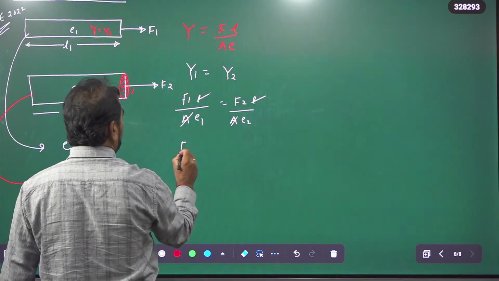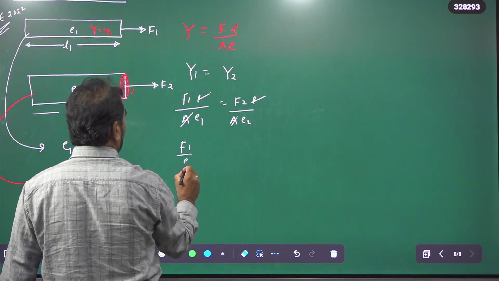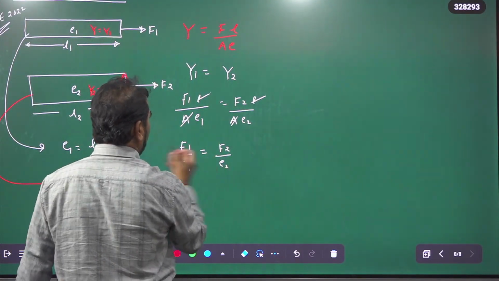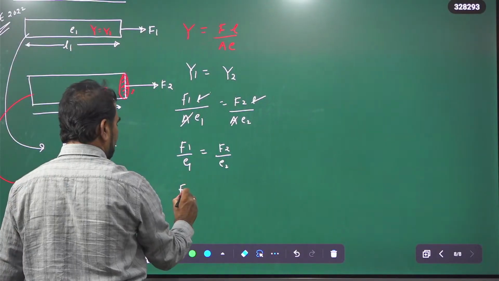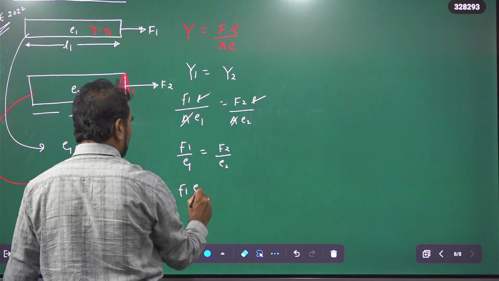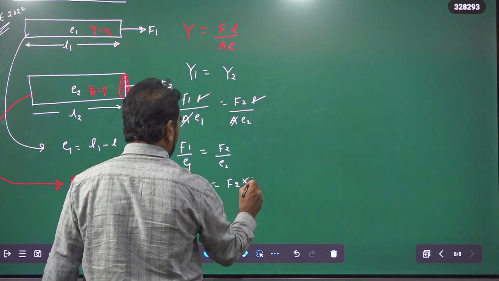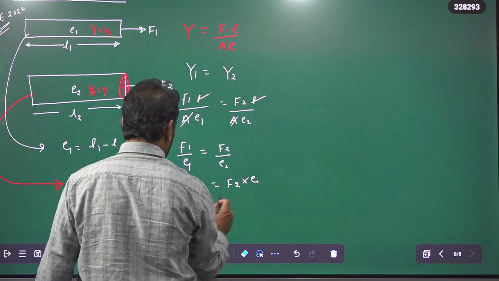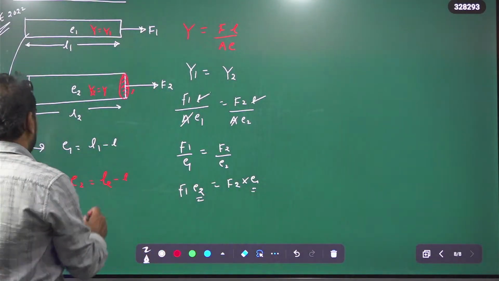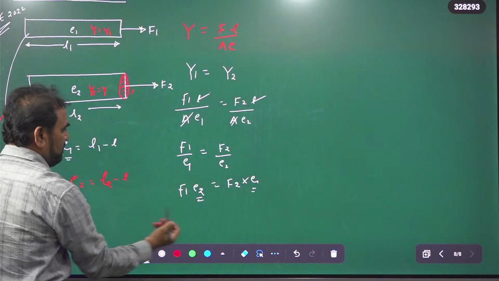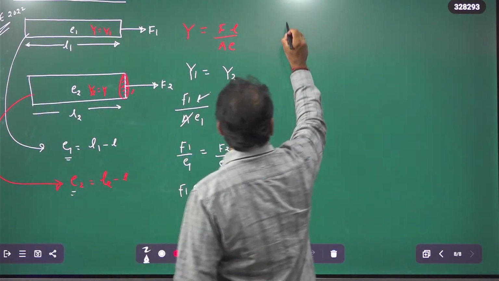Then the remaining term would be F1 upon E1 is equal to F2 upon E2. You can do cross multiplication. Then what you will get? F1 into E2 is equal to F2 into E1. The values of E1 and E2 are already known, so these two values are substituted in this equation.